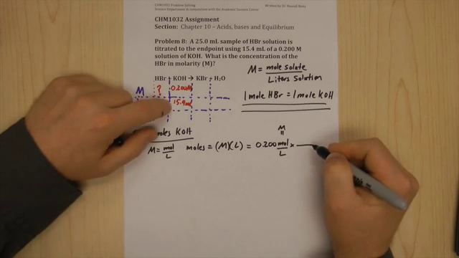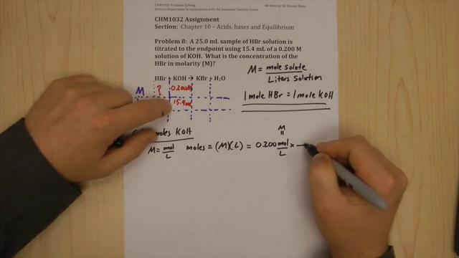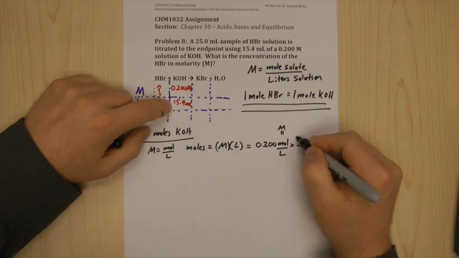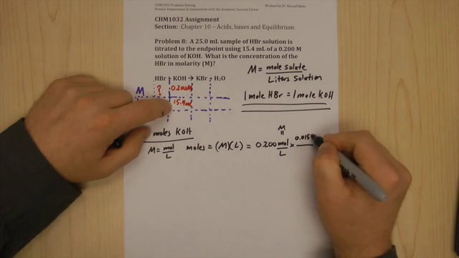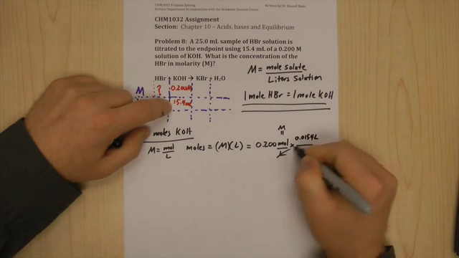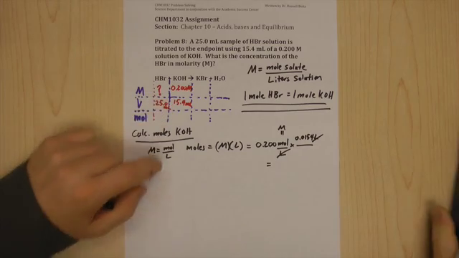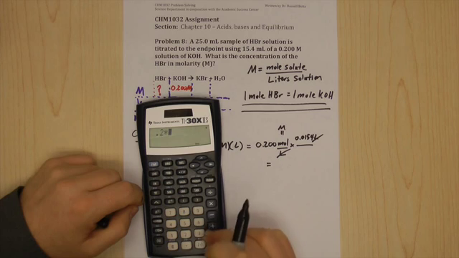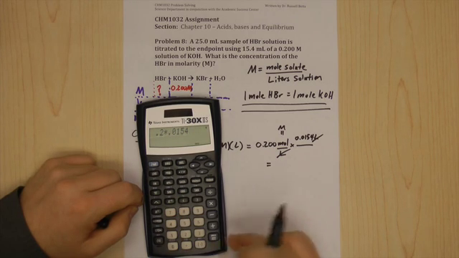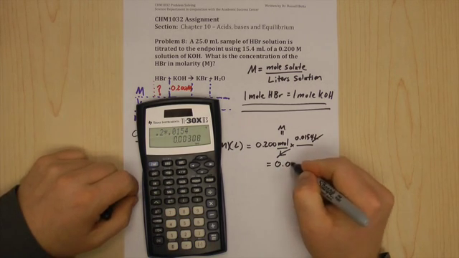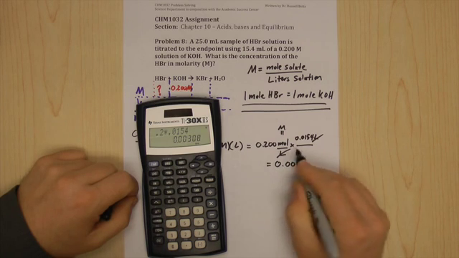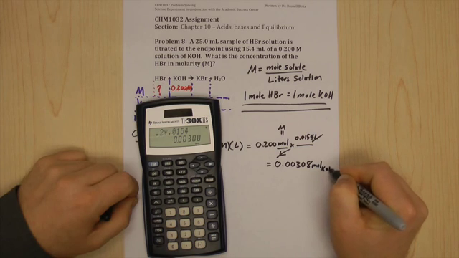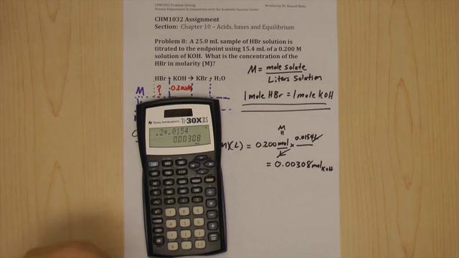Multiplied by, now we're in milliliters, so let's quickly convert that to liters. It'll be 0.0154 liters. So liters will cancel now, giving us, bust out the calculator, 0.2 multiplied by 0.0154 equals 0.00308 moles of KOH. All right?